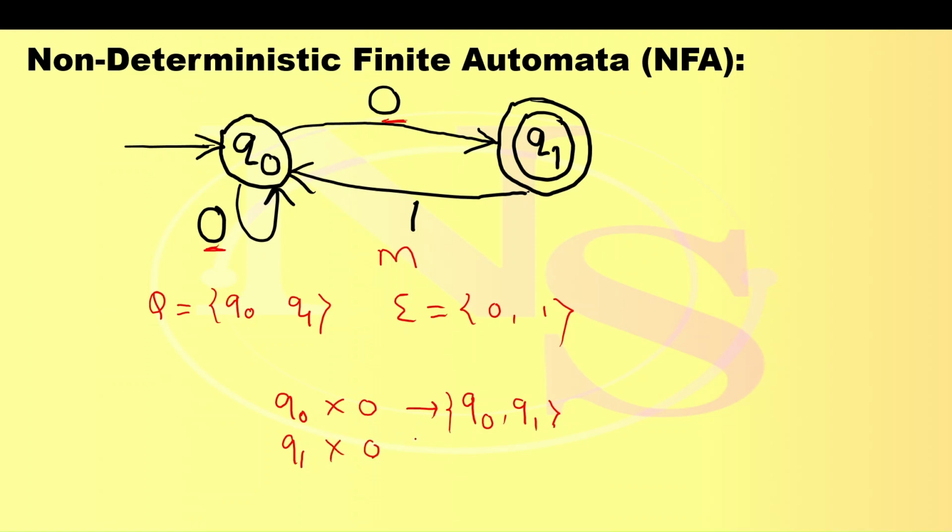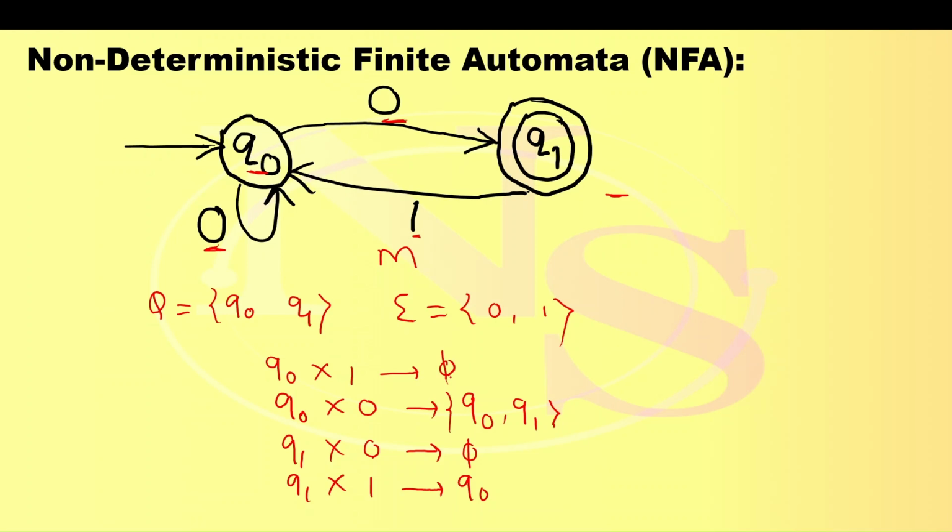Q1 reading 0 going where? There is no transition for Q1, so I can say phi. Similarly, Q1 reading 1 going to where? Q0. By reading 1, it's going to Q0. Similarly, I can also write, for example, Q0 reading 1. There is no transition from Q0 for 1. So can I say phi?